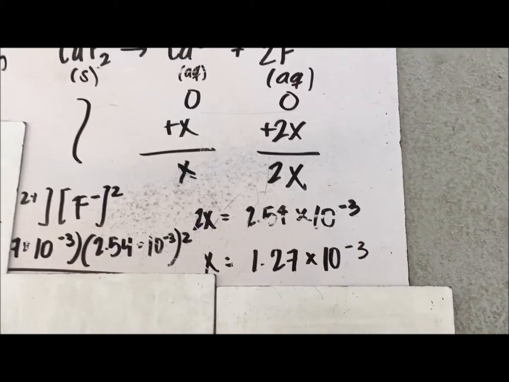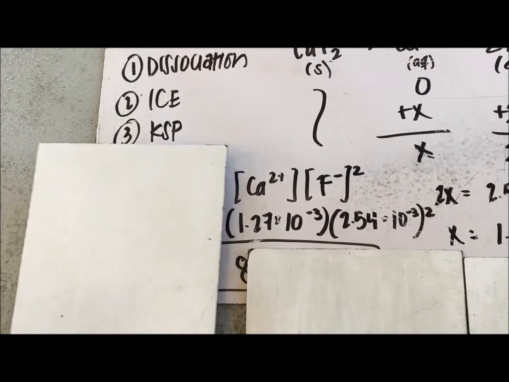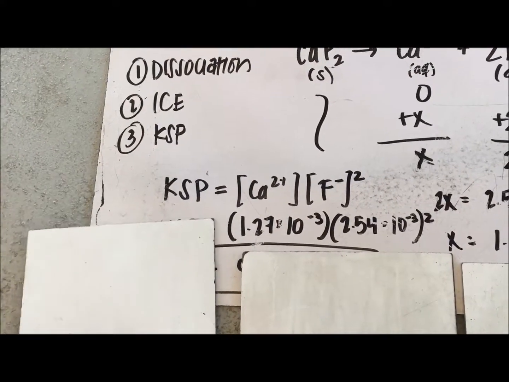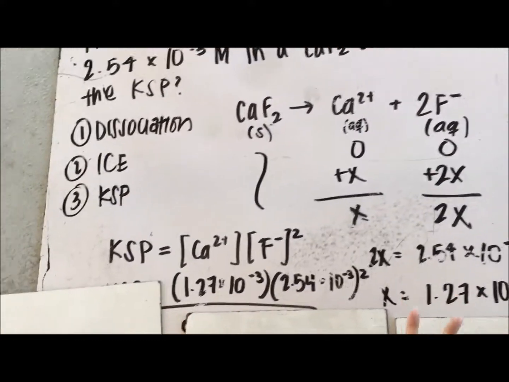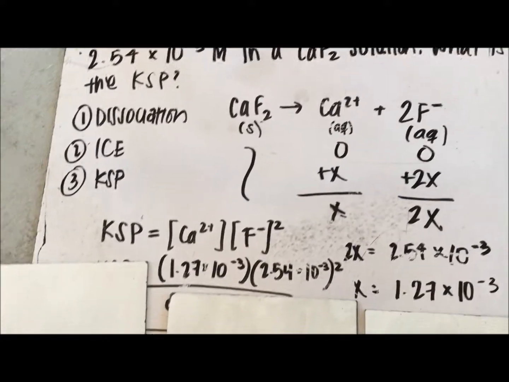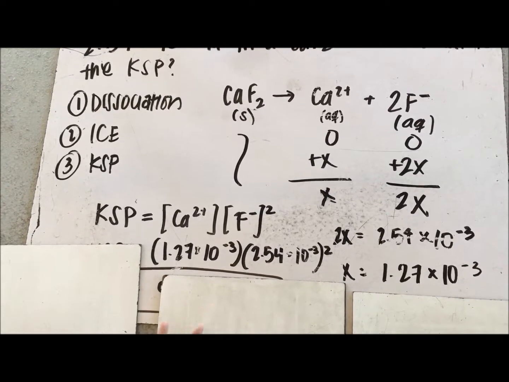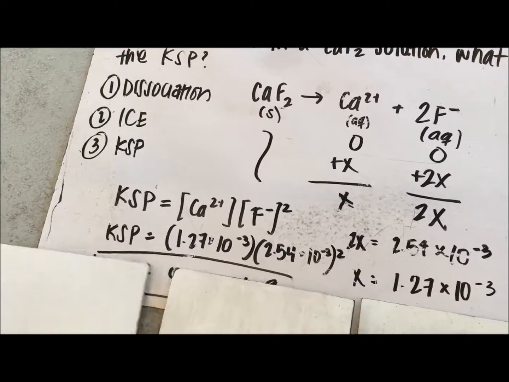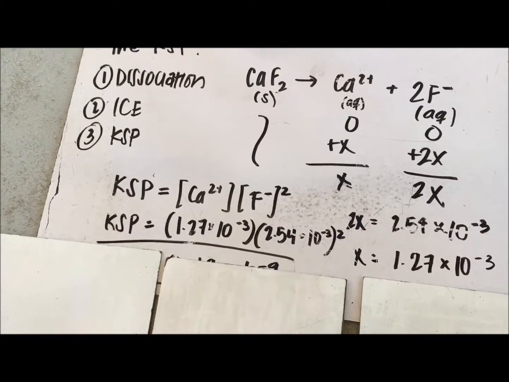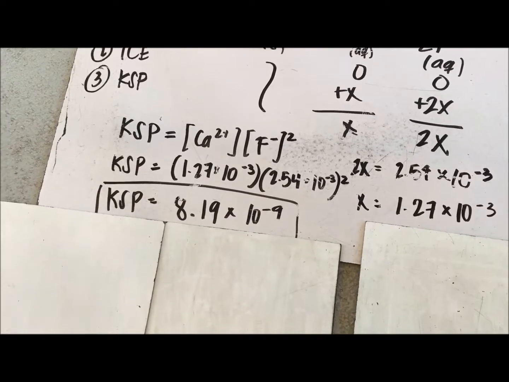And so after you draw the ICE table, we should always write the Ksp. So the formula for the Ksp should only be the products over reactants. And since the reactant is a solid, you can't write it in the Ksp formula. So when we substitute all of the numbers in, the outcome should be 8.19 times 10 to the negative 9.